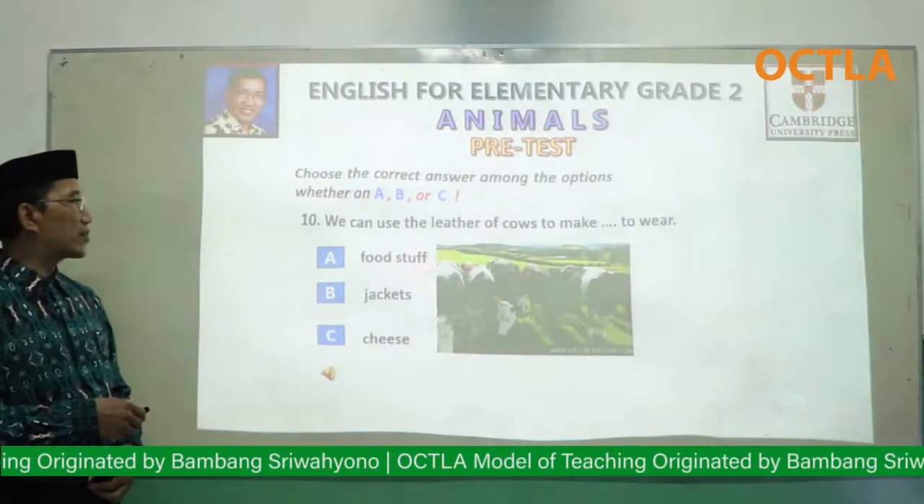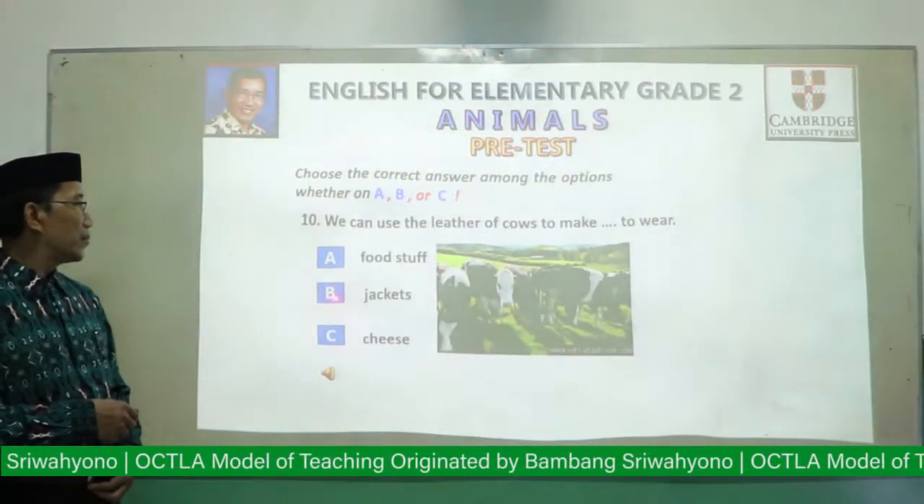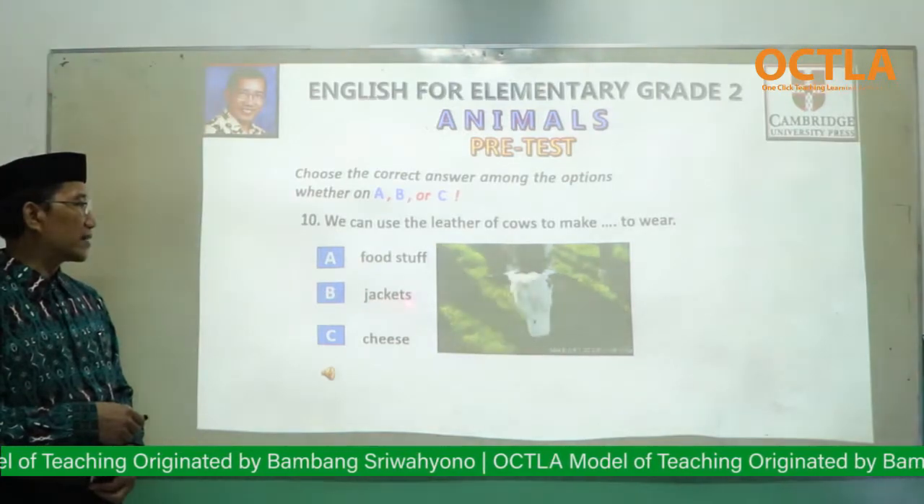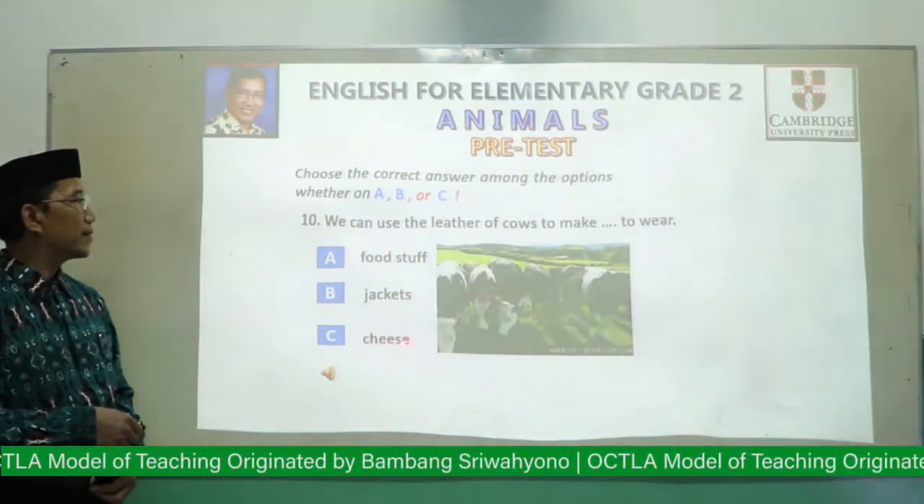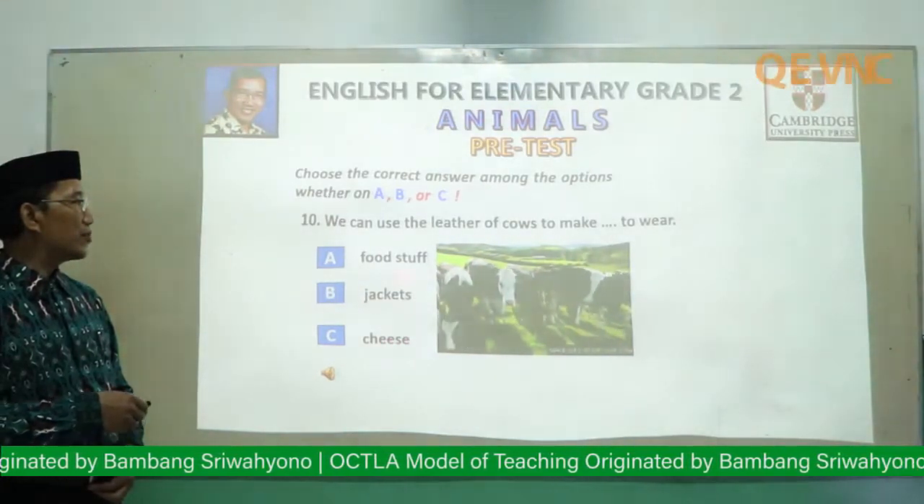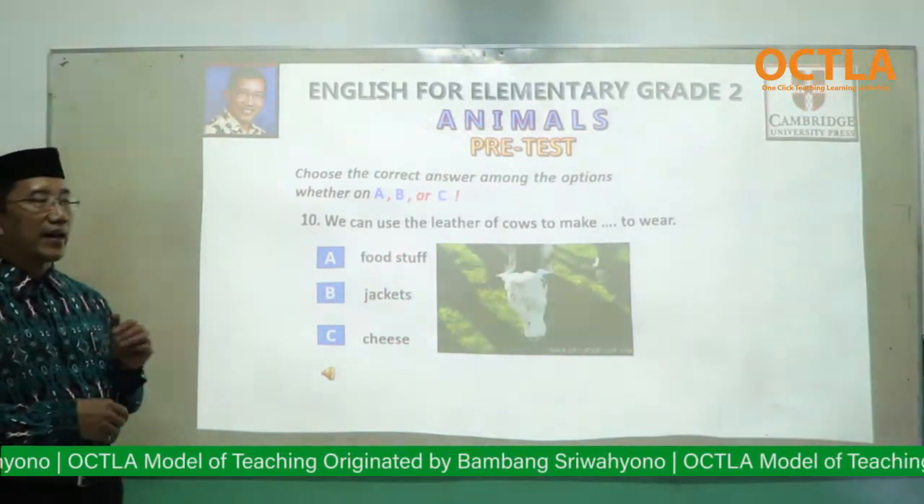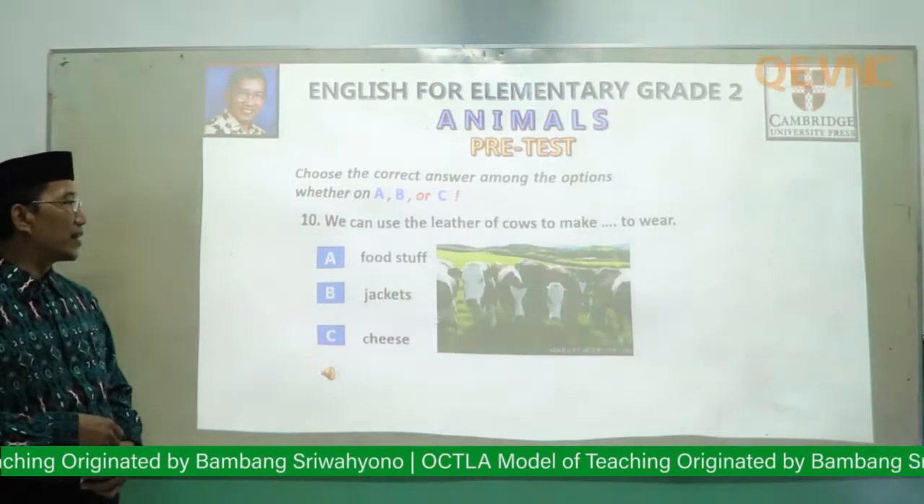A, foodstuff. B, jackets. C, cheese. Choose your answer. A, B, or C.